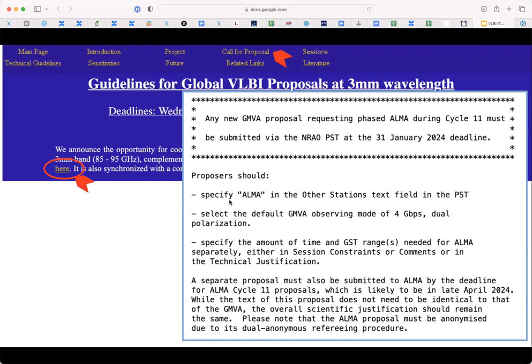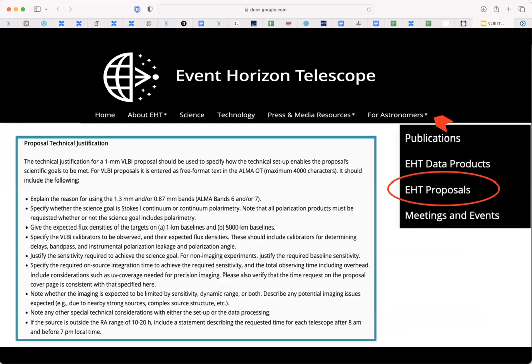You have to specify, for example, you have to say ALMA, another station in the text field, and whatever default observing modes and data rates are. Also, the Event Horizon Telescope for astronomers, the website is technical justification. There's a lot of very useful information. Just please have a look there and only mention whatever information is relevant for your proposal. You don't have to mention everything.